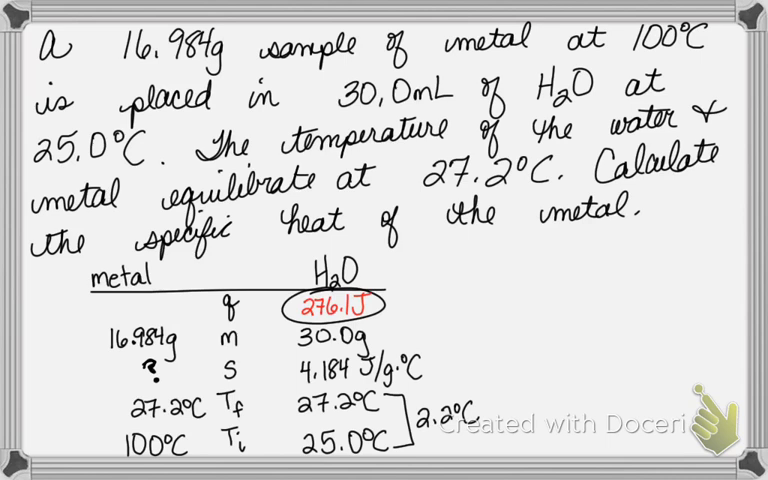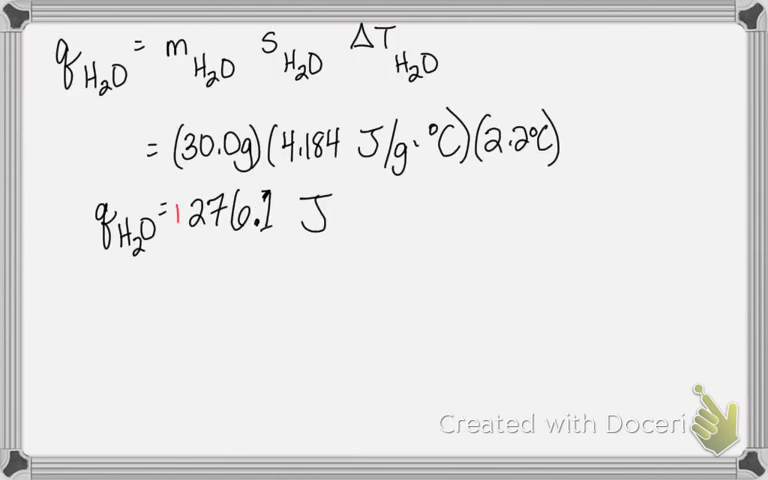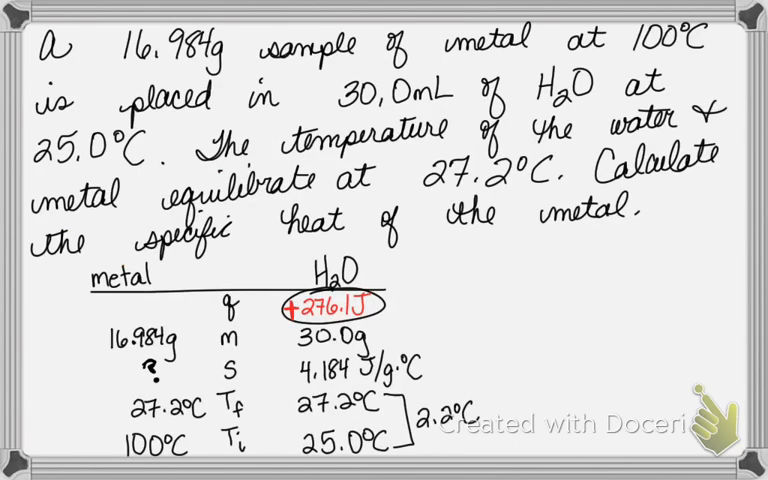That's how much heat the water had to absorb in order for its temperature to go up. Where did it get the heat from? It got the heat from the metal. So the first law of thermodynamics says that the heat absorbed by the water, this is positive because it came out to a positive number in our calculation, is released by the metal. So the Q for the metal is negative 276.1 joules.